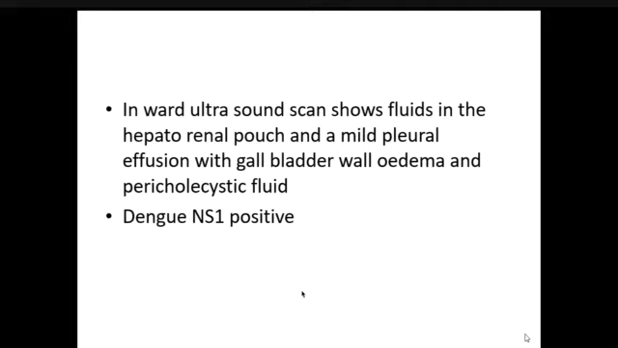So you have to give fluids, right? It's very important to give fluids here and manage it as DHF. So this is an actual case. We had to manage him as DHF, then he recovered without much problem, right? The important thing here is you have to consider other diagnoses as well.